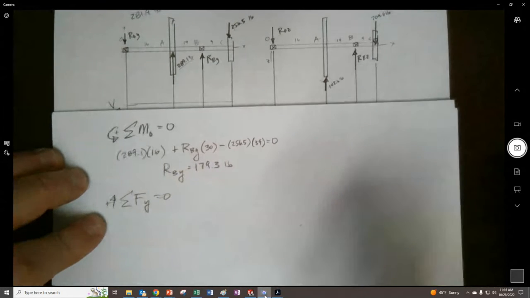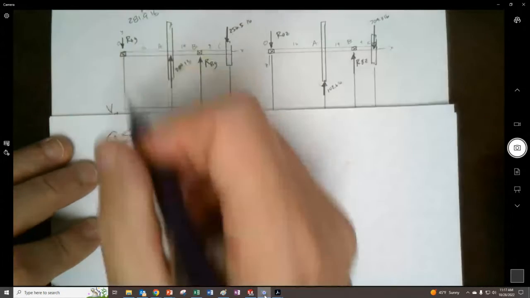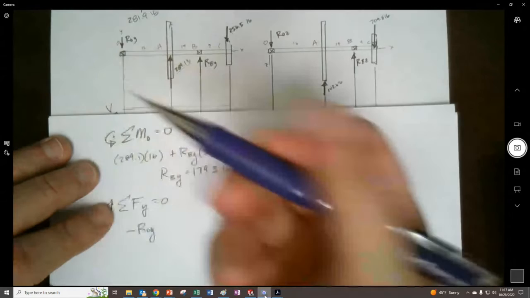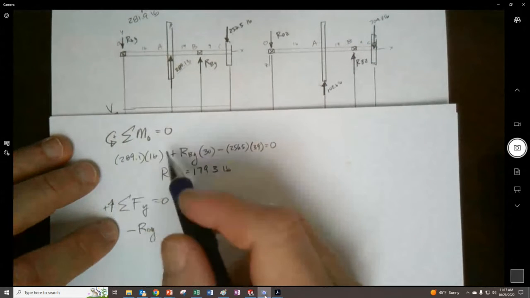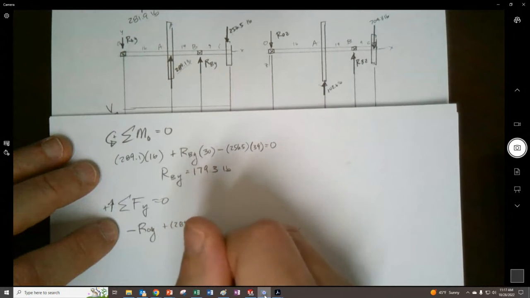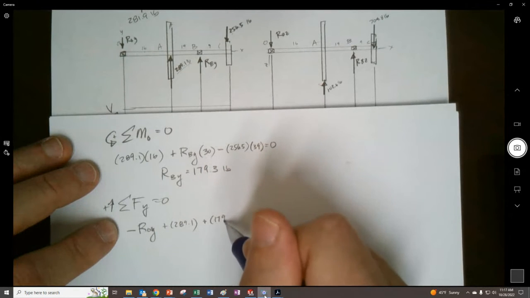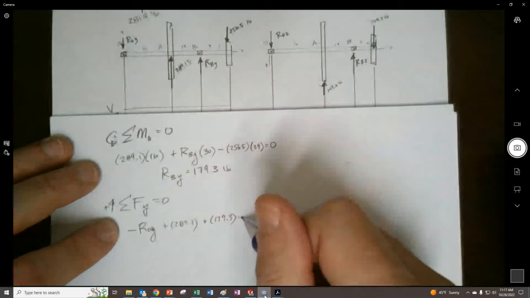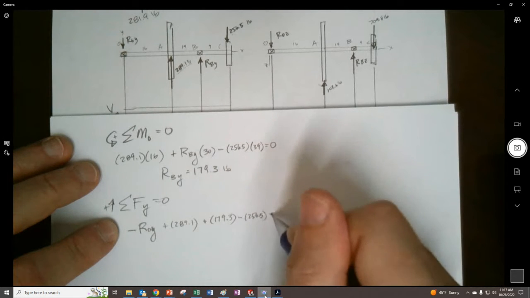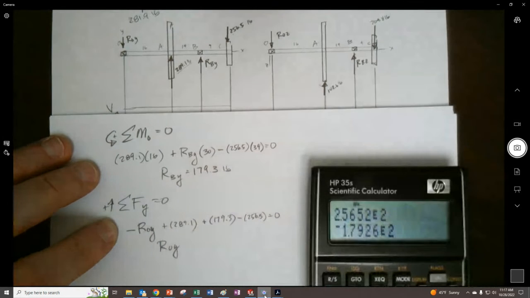And then do the sum of the forces in the y direction equals 0. Upwards is positive on this diagram. Well, I'm predicting this one, ROY, is downward, so I'm going to put it as negative, because I drew it on here as negative. This is positive 289.1. This is also, I said, positive 179.3, and now this is a negative 256.5 equals 0.